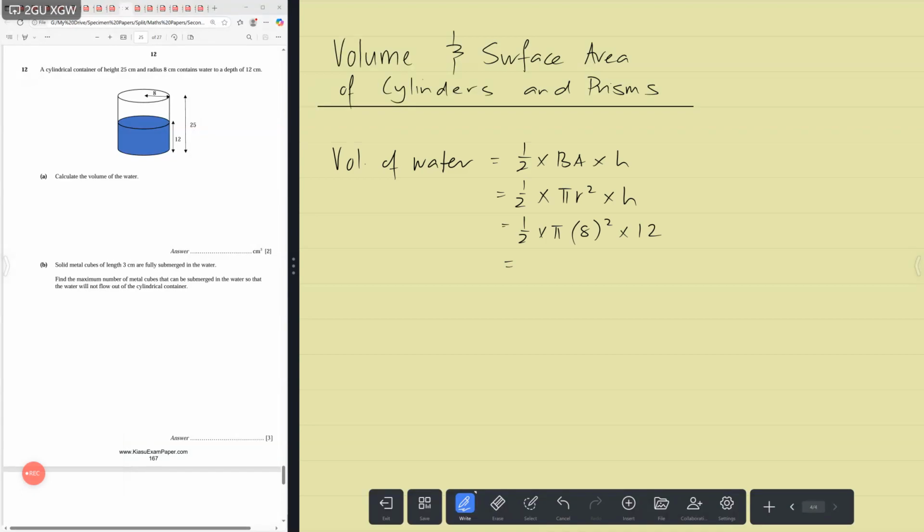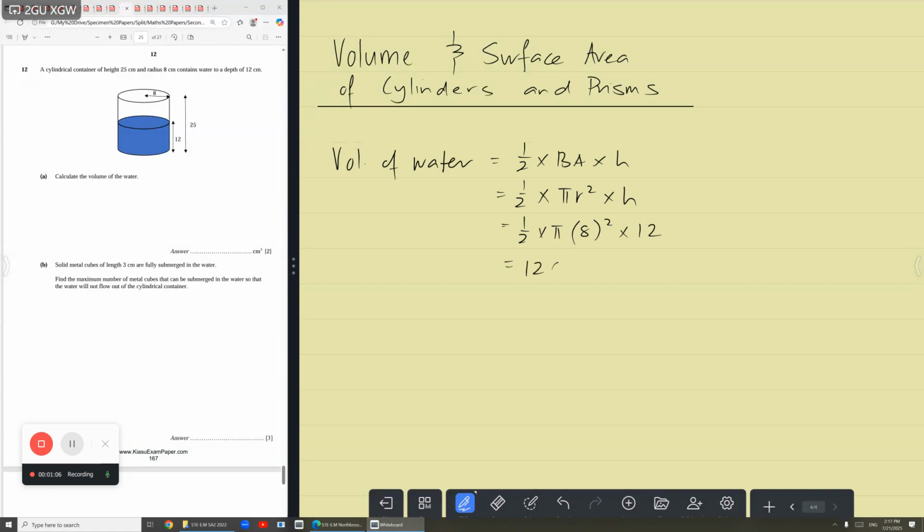Okay, so now using our calculator, we will get 1206.37158. Okay, so it's a long number, so we need to put it to three significant figures. It will be 1210 cubic centimeters. Okay, put to three significant figures. Right? Okay, so this is part A.